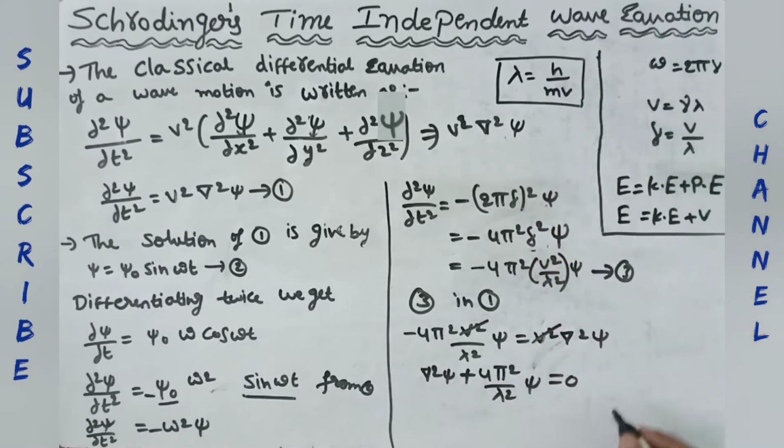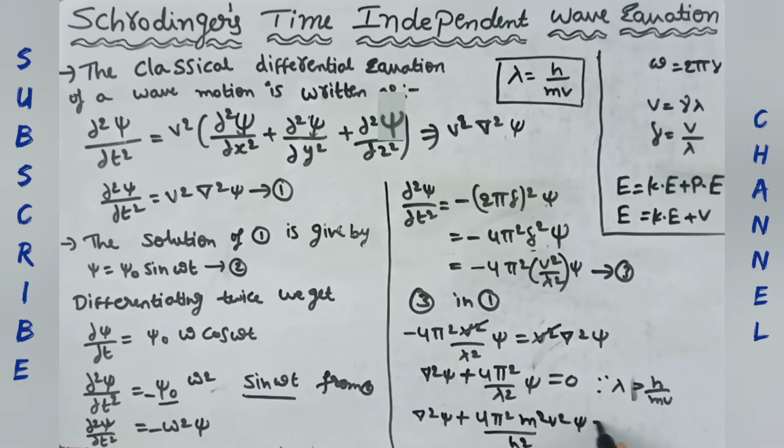lambda is equal to h by mv, can be substituted. So lambda is equal to h by mv. The lambda in the denominator we substitute reciprocally: del square phi plus 4 pi square by h square m square v square phi is equal to 0. This is equation number 4.